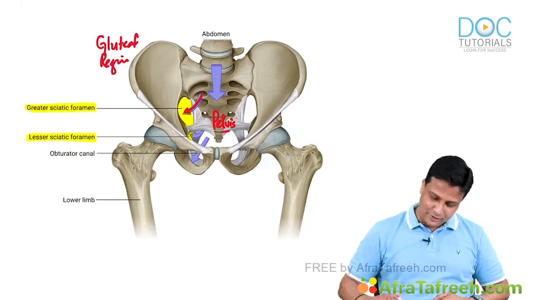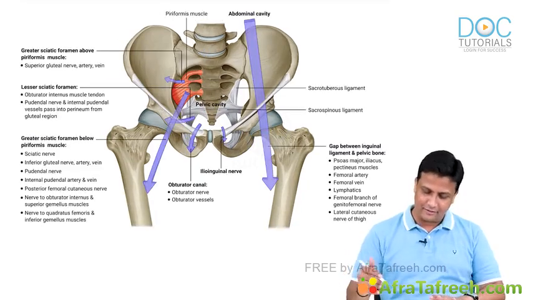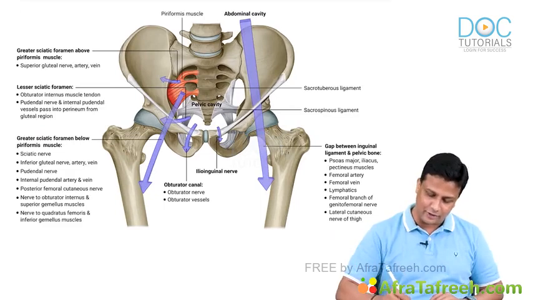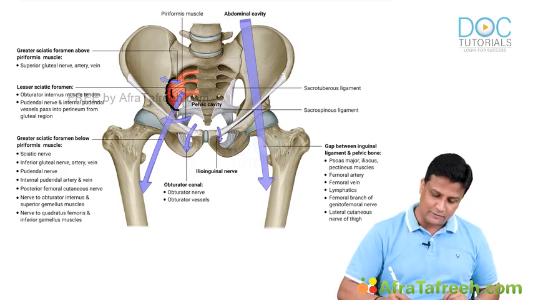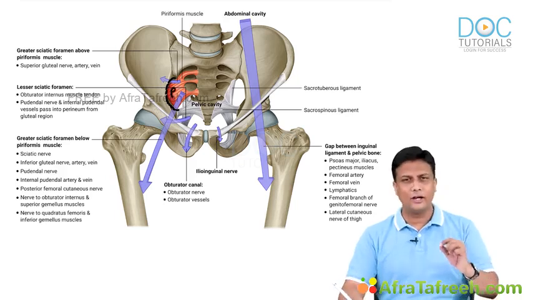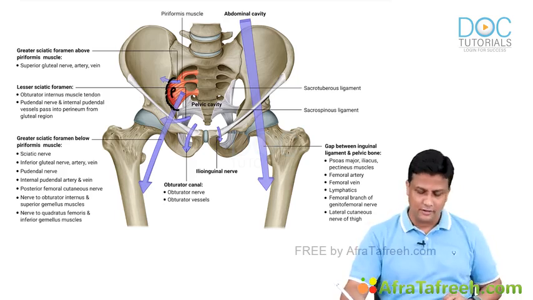So let me show you one more diagram here, guys. This is the diagram. And again, you can appreciate the greater sciatic foramen here. Beautiful. And what is that muscle which is going to pass through the greater sciatic foramen here? This is piriformis, which I have just now shown you in the gluteal region.